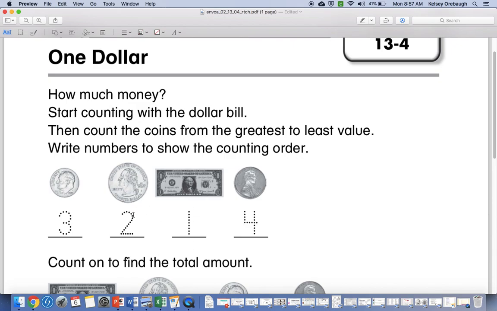Next, the quarter. The quarter is worth 25 cents. That is our next highest value coin here. So that's 2. Okay, then we would count the dime. The dime is worth 10 cents. That's our third highest value coin. And finally, the penny. The penny is worth the least value. So we would count that last or fourth.